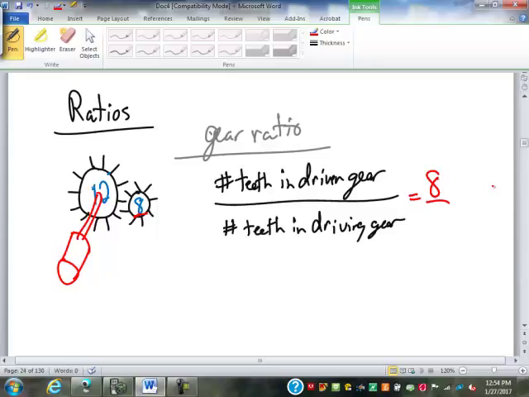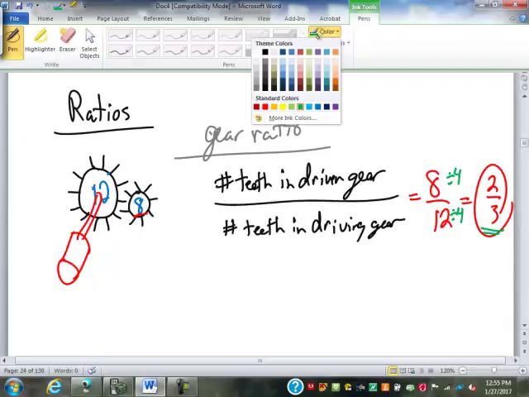So that is the driven gear. It is being forced to turn. It is being driven by the other gear. The driving gear then is the 12. So it's 8 to 12, and of course that reduces to a 2 to 3 gear ratio. Both of those can be divided by 4. So we have a 2 to 3 gear ratio.